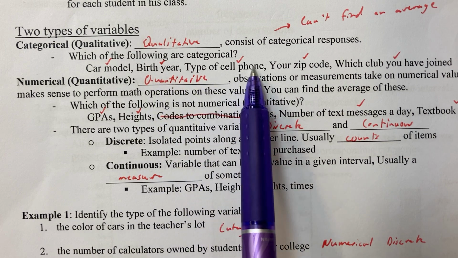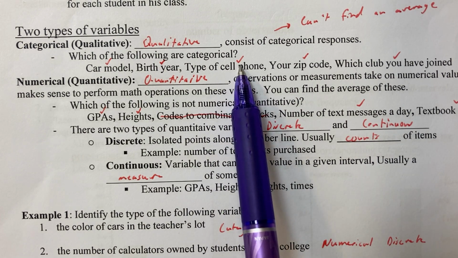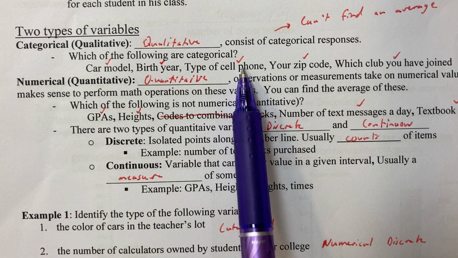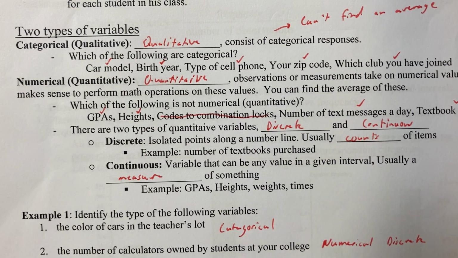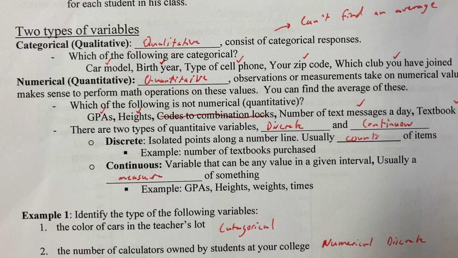Type of cell phone, either Samsung or iPhone, perhaps. You fit into a category. You can't really take an average type of cell phone. Zip code, even though it's a number, it's a category. You're categorized by your zip code. Which club you have joined. Again, you can join Japanese club, Spanish club, whatever club you want, but it's a category.